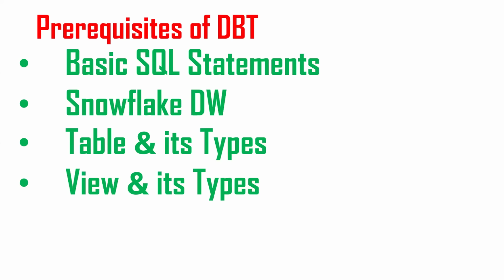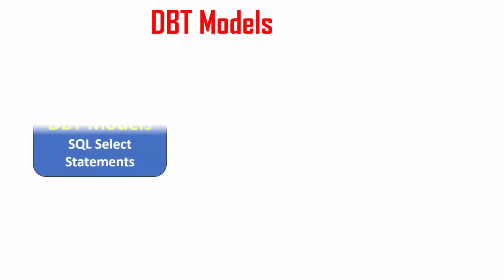Remember, to understand DBT functionality, we should have basic knowledge of select statements, the WITH clause, and the Snowflake data warehouse. Types of tables: permanent, transient, temporary. Same thing with normal views, secure views, and materialized views. Because it's simple: we write the models as select statements. Our DBT models are simple select statements.